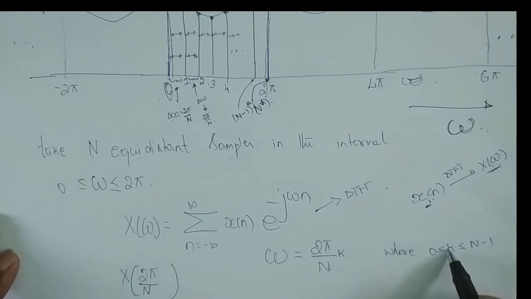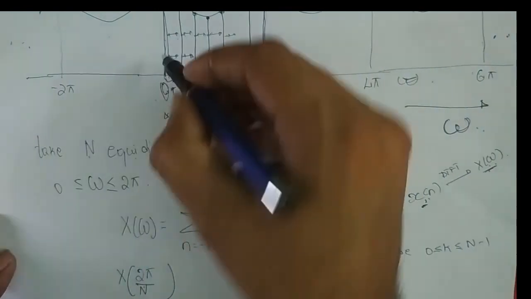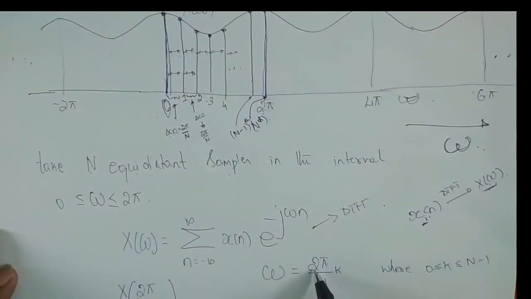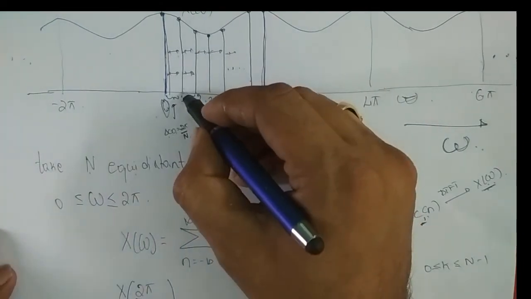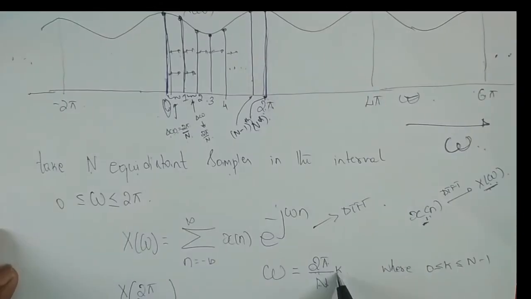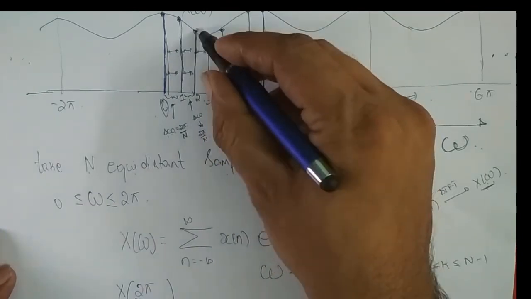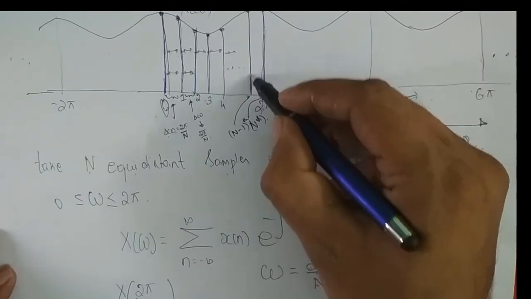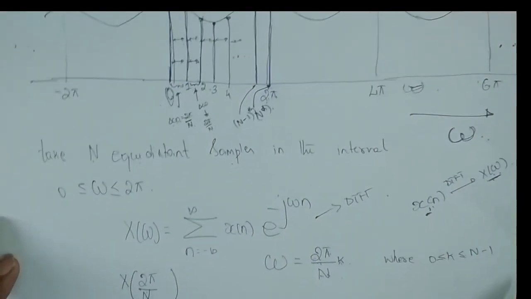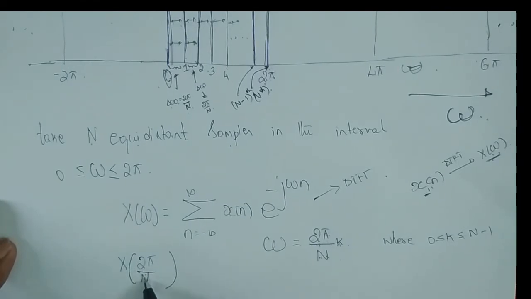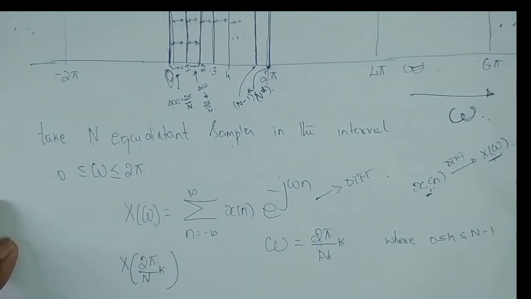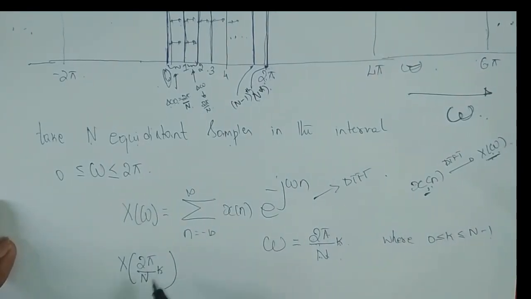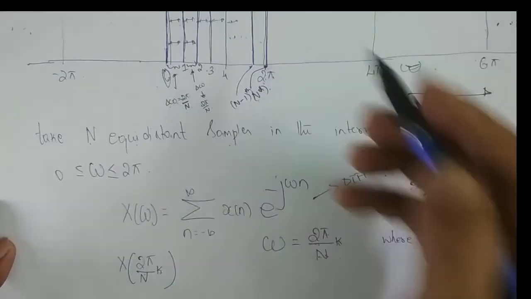Now what happens when k is equal to 0? 2 pi by n into 0, which is 0. So I am addressing this sample, right? When k is equal to 1, 1 times 2 pi by n, I am addressing this sample. When k is equal to 2, 2 times 2 pi by n, I am addressing the third sample. When k is equal to 3, 3 times 2 pi by n. When k is equal to n minus 1, I am addressing this sample. Fine. So it is not just 2 pi by n; I have to put one more variable called k, an integer taking values 0 to n minus 1. And what is the role of k here? It addresses individual samples in the frequency domain.